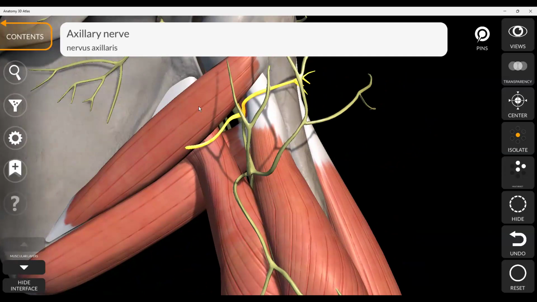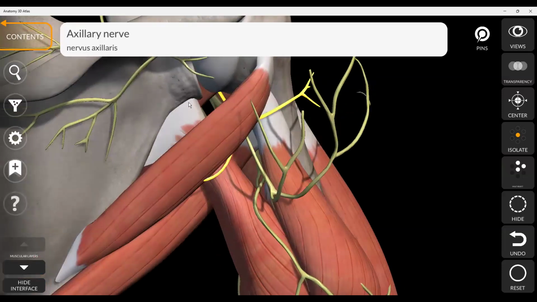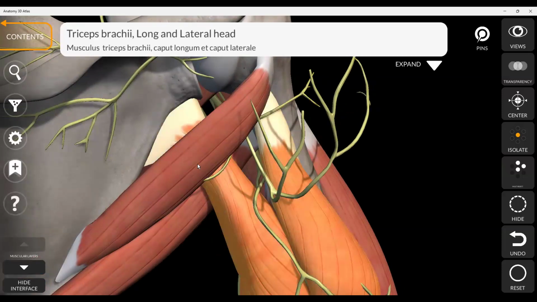So here lies the teres minor, here lies the teres major. If you look at the posterior side, superficial to the teres major passes the long head of the triceps. Then it goes underneath the teres major to attach with the infraglenoid tubercle.